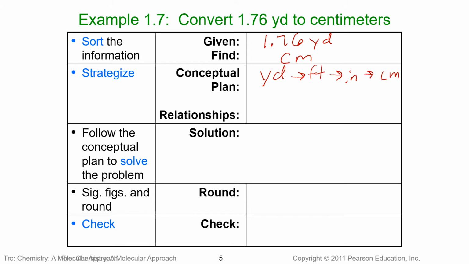So how many yards or how many feet are in a yard? Well, 1 yard equals 3 feet. And how many inches are in a foot? 1 foot was 12 inches. And we already saw our conversion that 1 inch is 2.54 centimeters.